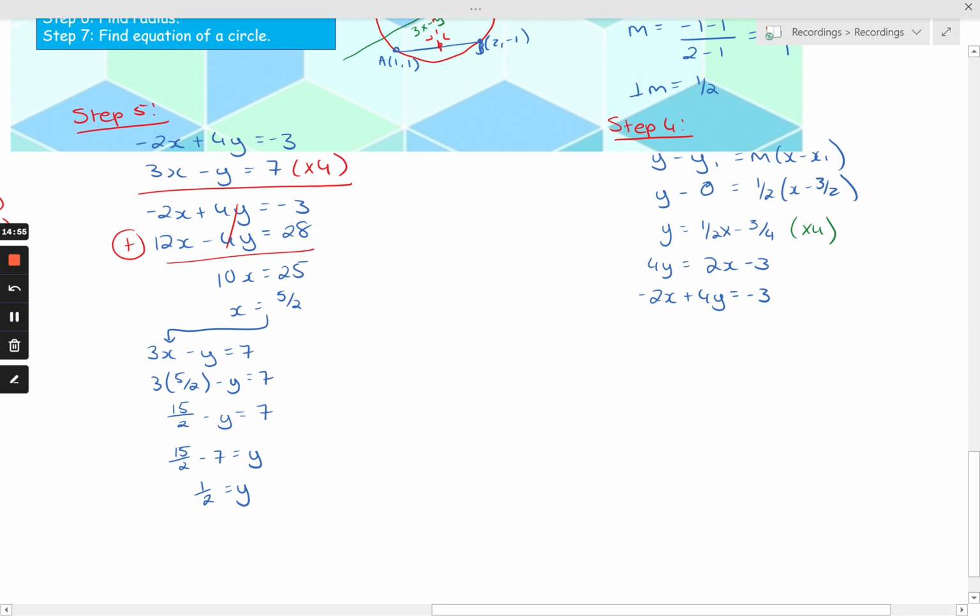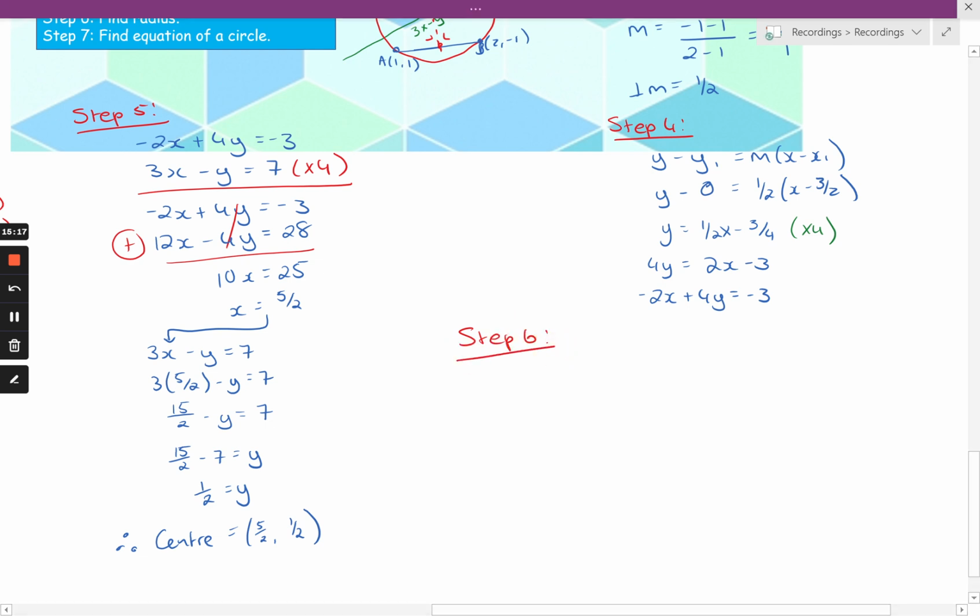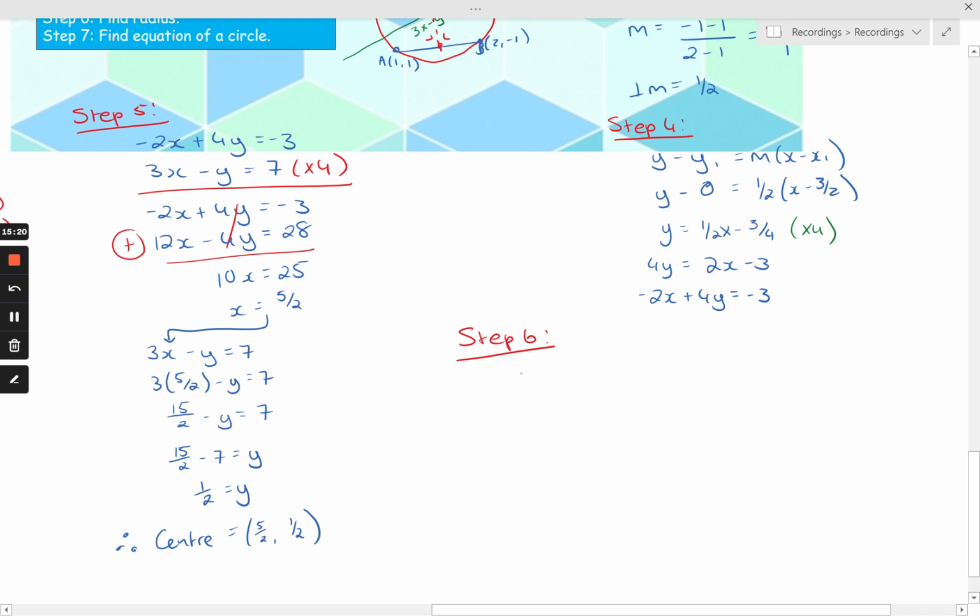So now I can see that the center of my circle is going to be (5/2, 1/2). So therefore the center is going to be (5/2, 1/2). My last step here is I'm going to find the radius. So I need to take the center, which I just found, and a point. So step 5 is to find the radius. So I'm going to take my center, which is (5/2, 1/2). I'm going to take the point A, which is (1, 1). And I'm going to use my distance formula again from page 18 to find the radius.